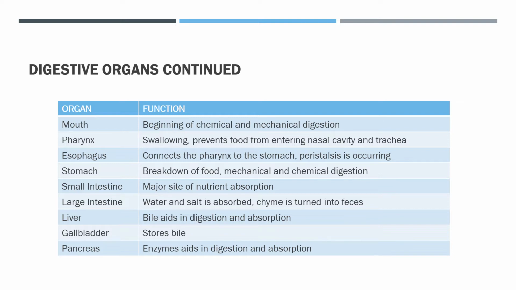The small intestine is the major site of nutrient absorption. The large intestine is where water and salt is absorbed and chyme is turned into feces. For the liver, bile aids in digestion and absorption. The gallbladder stores bile, and the pancreas helps with enzymes that aid in digestion and absorption.